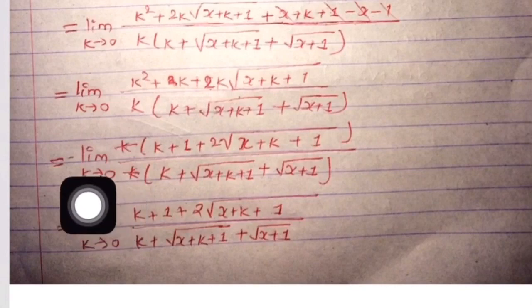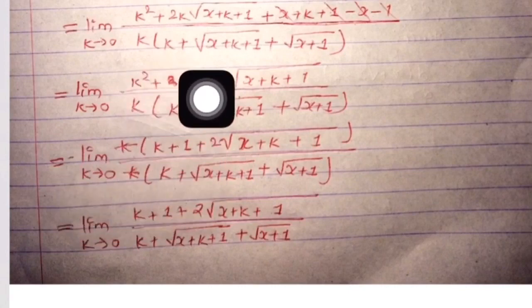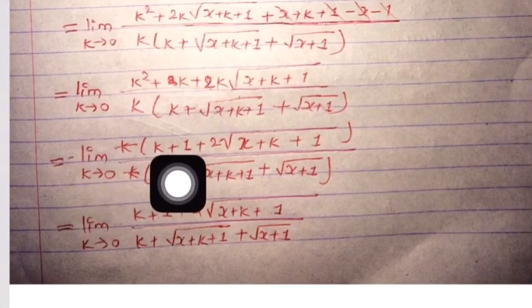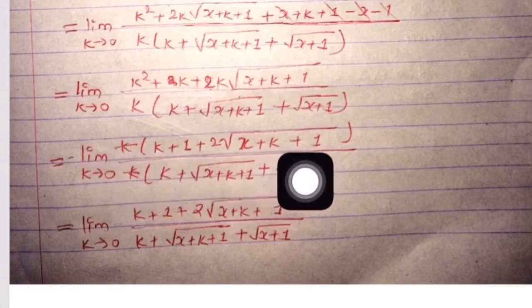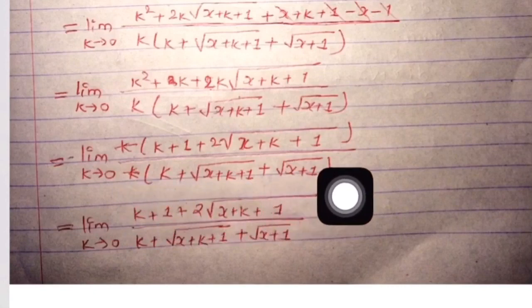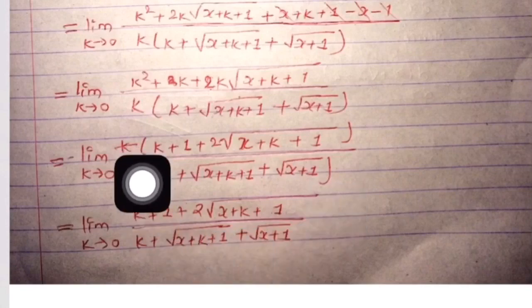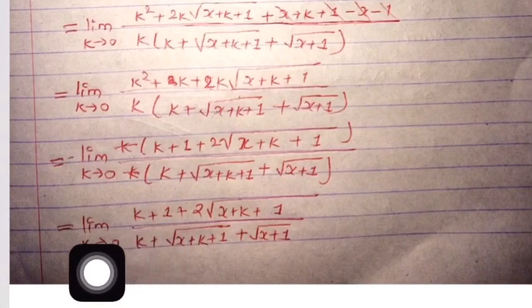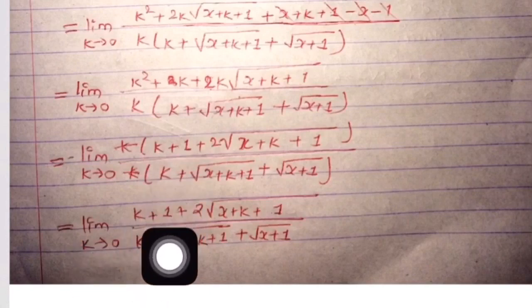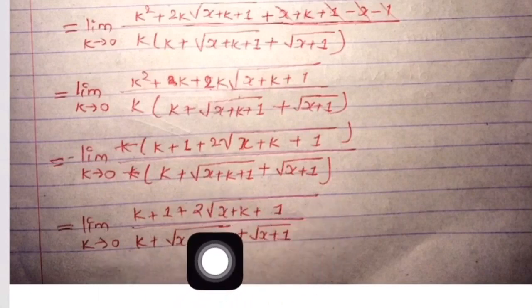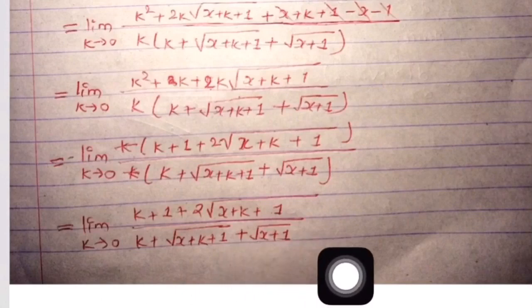Is equal to, now taking k common from here, so there are three terms, and each of the three terms contains k, so taking k common here, we get k + 1 + 2√(x + k + 1), divided by k times [k + √(x + k + 1) + √(x + 1)] is there, and k cancels out here, so limit k tends to 0 of [k + 1 + 2√(x + k + 1)] divided by [k + √(x + k + 1) + √(x + 1)].